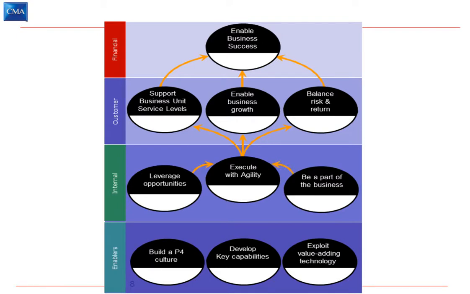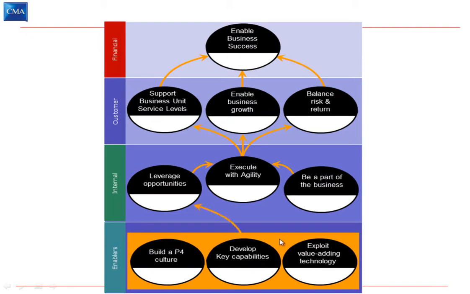Finally, beneath the internal objectives are the enablers. In this case, develop key capabilities, build a P4 culture, and exploit value-adding technology supports everything that's above it. And we'll show that in the following format. So the strategy map shows you the arrows of the cause and effect relationship between the strategic objectives and everything above it.